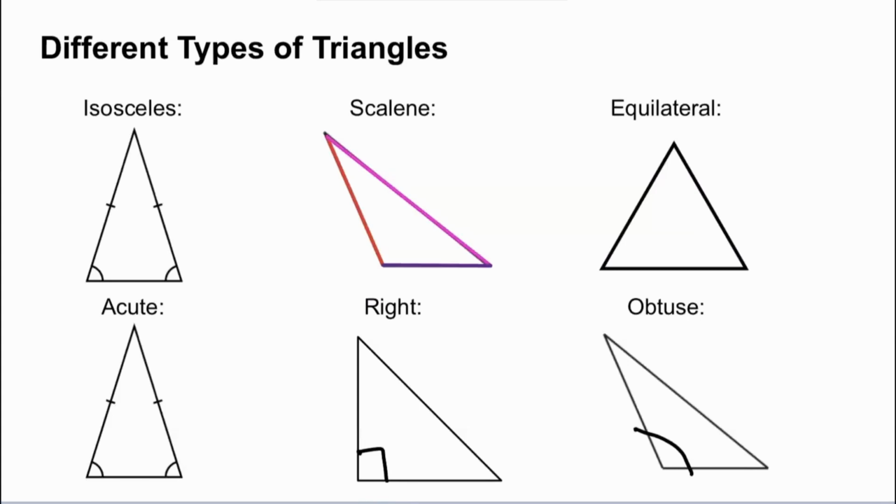Now, finally, we have the obtuse triangle, and you'll see I have this little marking here. It's an arc, and that denotes the obtuse angle, or an angle that's greater than 90 degrees.